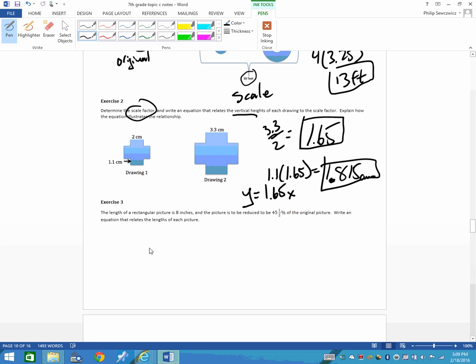Last one here, and that's it. We have the length of a rectangular prism is 8 inches. Length typically is the one that goes up and down. Wider is what goes left to right. And the picture is reduced to 45.5%. So we're going to reduce it by 45.5%. Write an equation. Again, if you were formal, the result would be 45.5% times the initial amount.